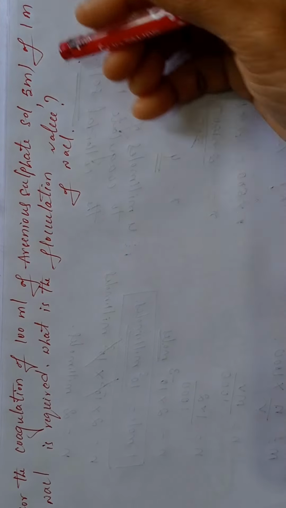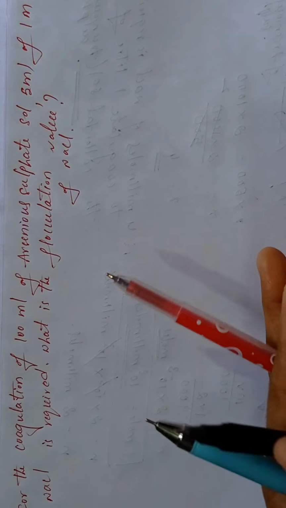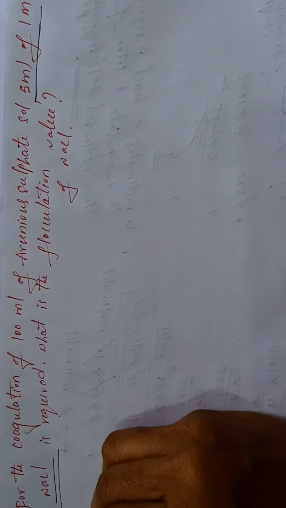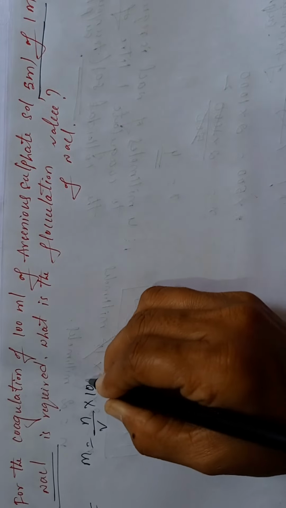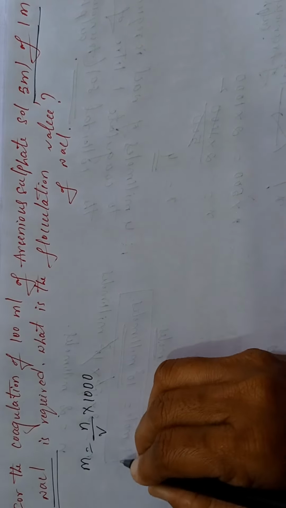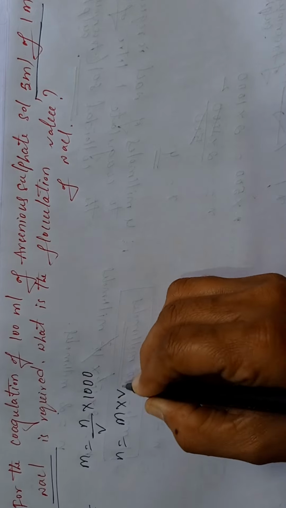So from this, what is given is 5 ml of 1 molar NaCl, and we are going to calculate the molarity first. Molarity is equal to the formula N by V into 1000, students. Now N is equal to molarity into volume.